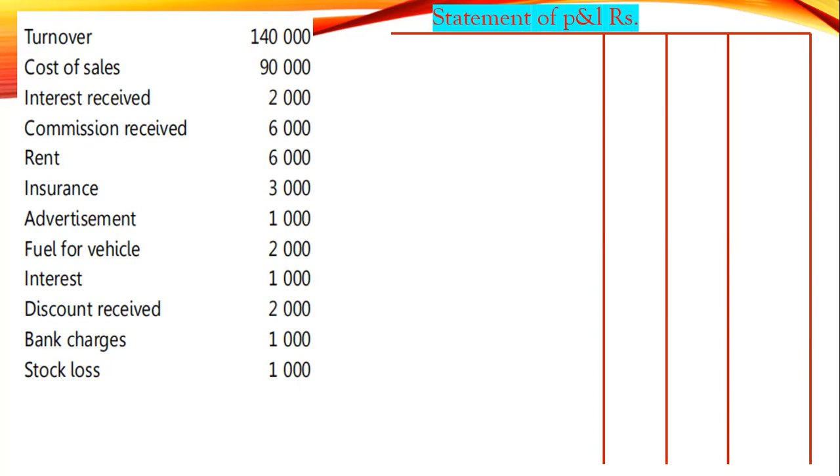Turnover means sales. So sales 140. You can write either sales or turnover, no need to write both. Remember, sales 140, cost of sales 90,000 given. Therefore, sales minus cost of sales. That's why I have used a bracket for cost of sales. Sales minus cost of sales. Therefore, gross profit is 50,000 rupees. Right, let's come to the answer now.